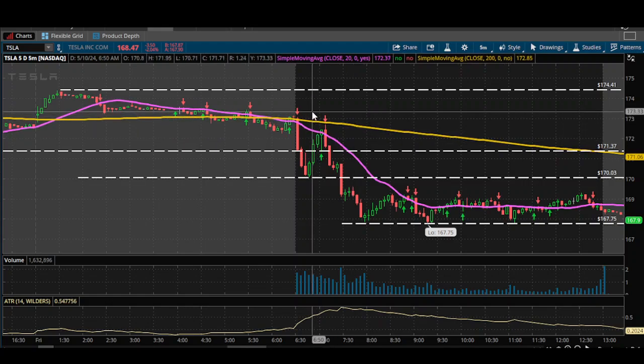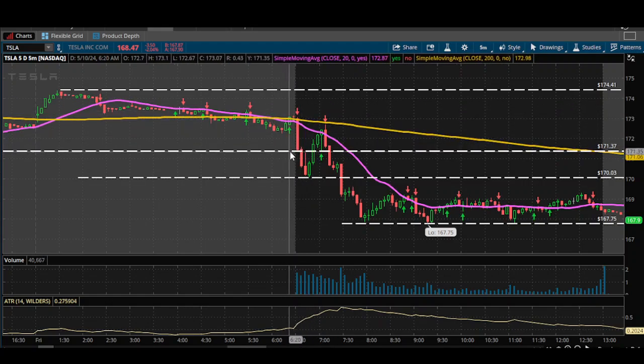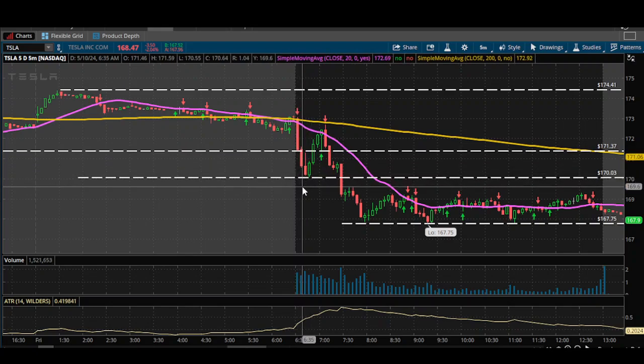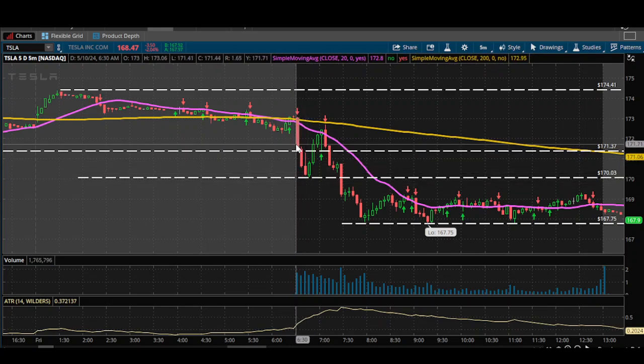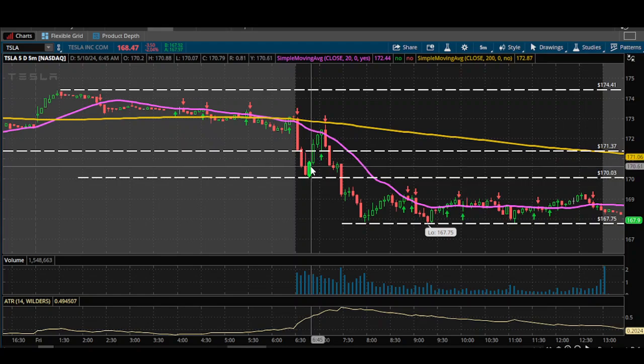But what we're looking at here is once we broke through yesterday's lows, right? You can see it here right off the bell, 6:35 a.m. We broke through yesterday's lows, confirmed, went down all the way to around $170 from 171.37. This was an area of opportunity where you could have taken a little bit of a scalp play there.